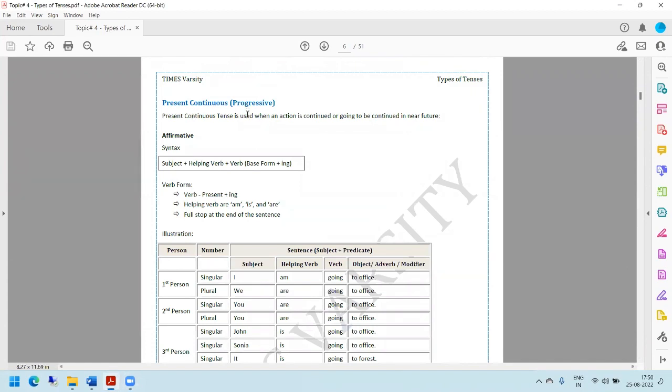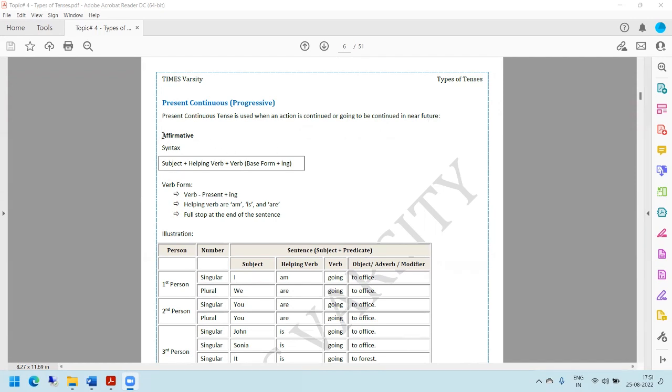Present continuous tense is used when an action is continued or going to be continued in near future. For example, right now I am delivering business English training. So it is present continuous. Similarly, right now you are attending this training. So this is present continuous for you. So present continuous is used when an action is continued or going to be continued in near future. We will see some examples.